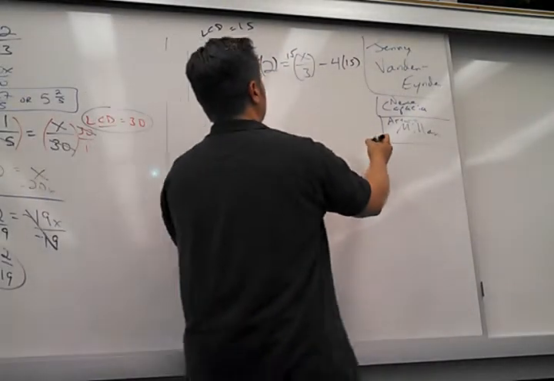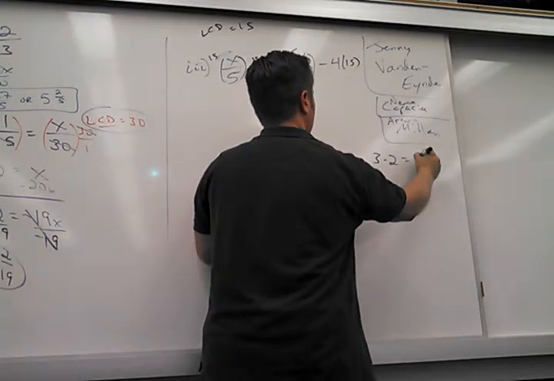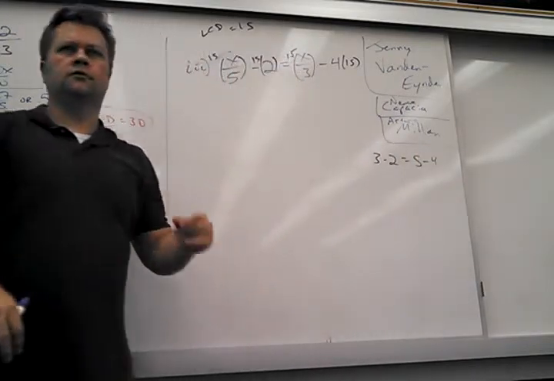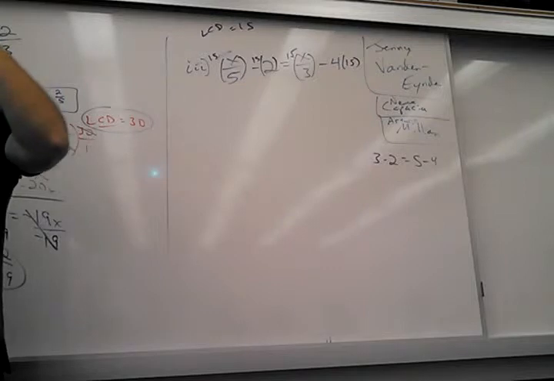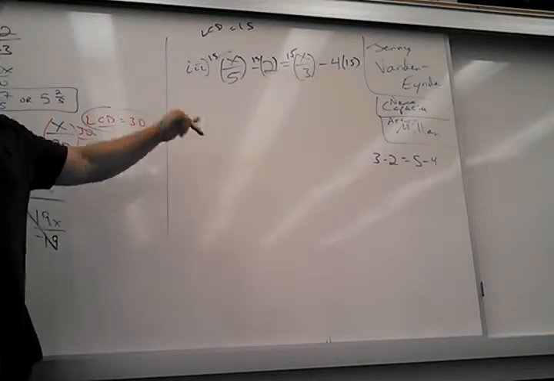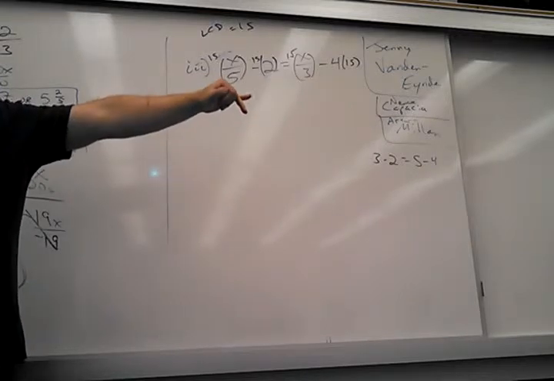So really, if I do this, 3 minus 2 is equal to 5 minus 4. Is that true? No. Think about it. Yes. Okay. See, so it's good to think first. 3 minus 2 is 1. 5 minus 4 is 1.